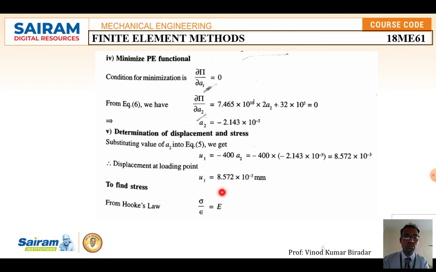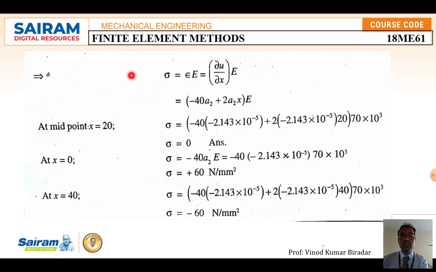Also we know the formula for stress. What is Hooke's law? According to Hooke's law, stress by strain is equal to Young's modulus. By using this formula you need to calculate: stress is equal to strain into Young's modulus. The strain is the deformation, that is ∂u/∂x. We calculated the ∂u/∂x value by differentiation in the above steps. Substitute this, and again simplify, minus 40.